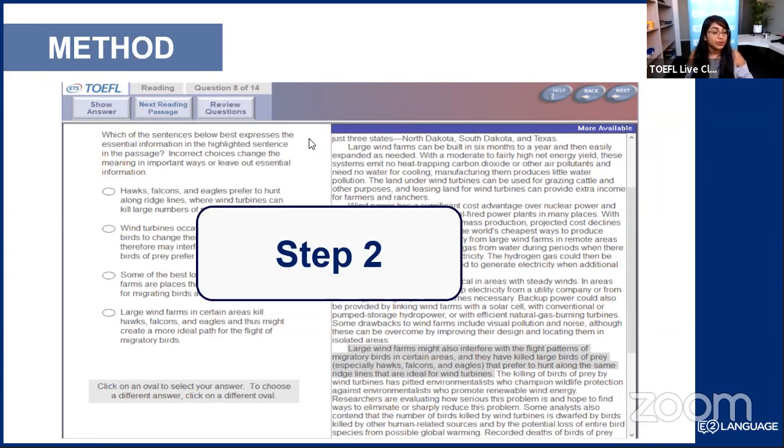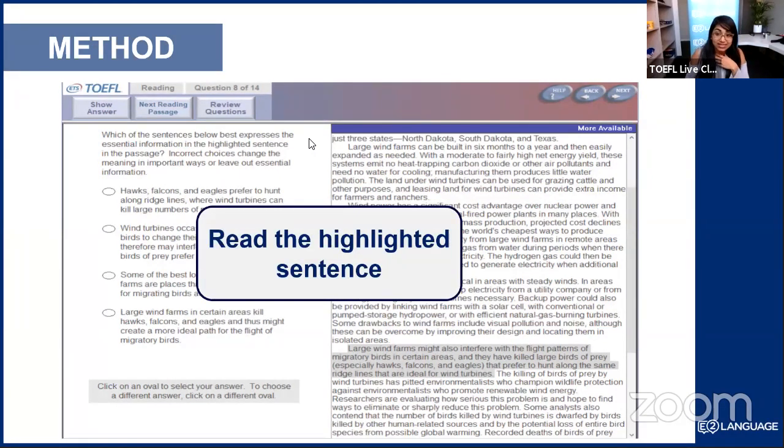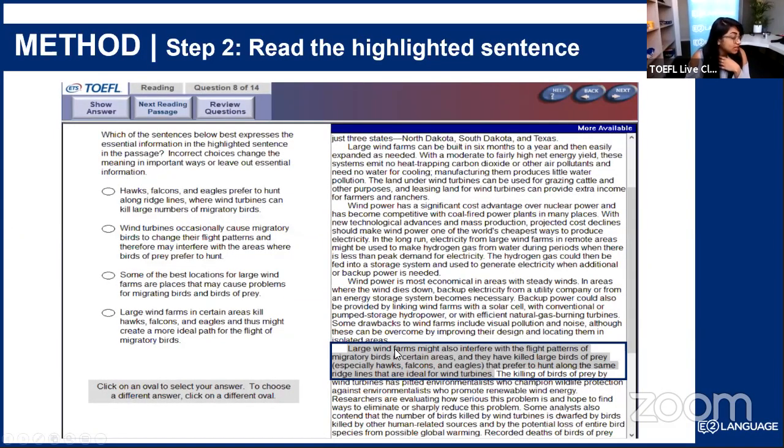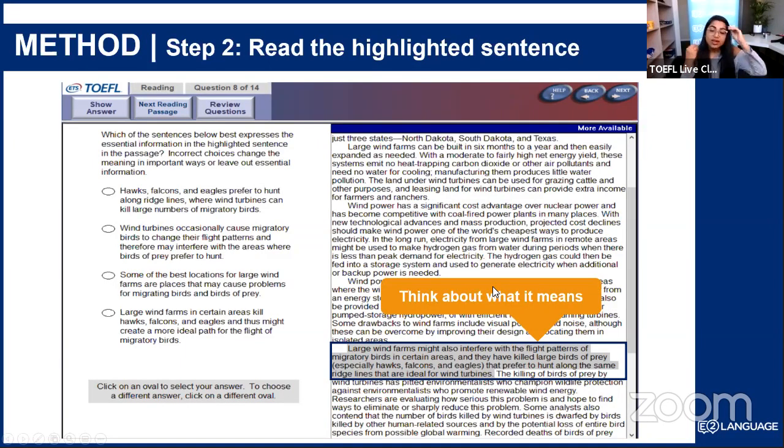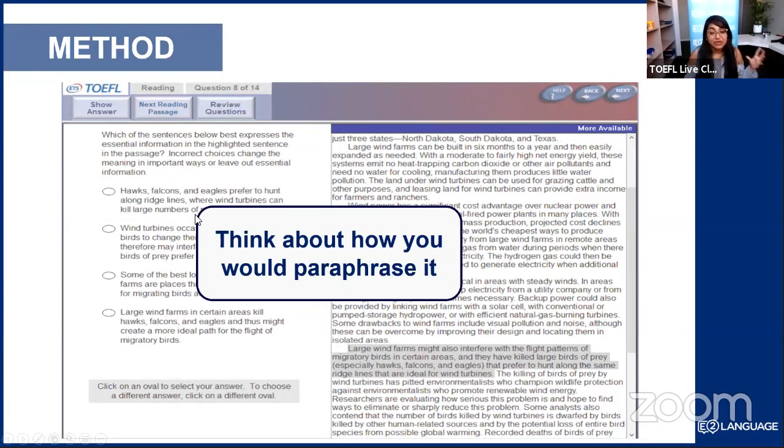So step 2, we go directly to the highlighted sentence and read that. This one says, large wind farms might also interfere with the flight patterns of migratory birds in certain areas, and they have killed large birds of prey, especially hawks, falcons, and eagles, that prefer to hunt along the same ridge lines that are ideal for wind turbines. So think about the meaning of this sentence. And step 3 is to paraphrase it. So think about how you would paraphrase it.